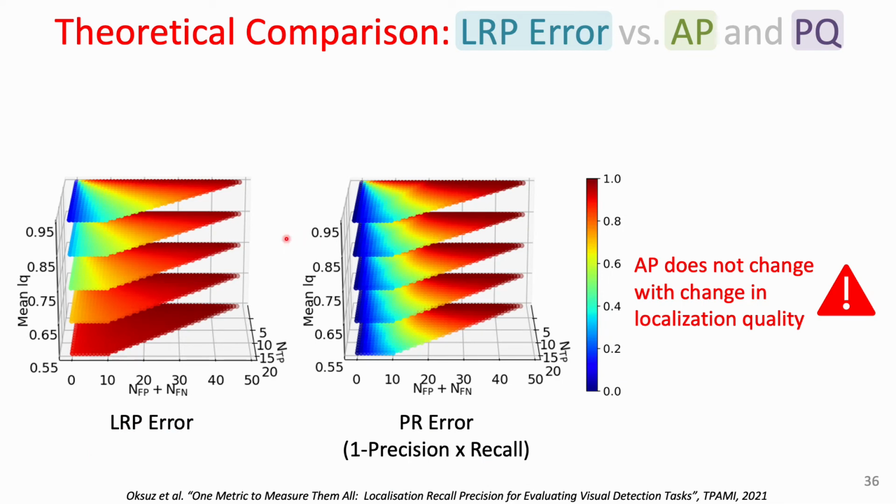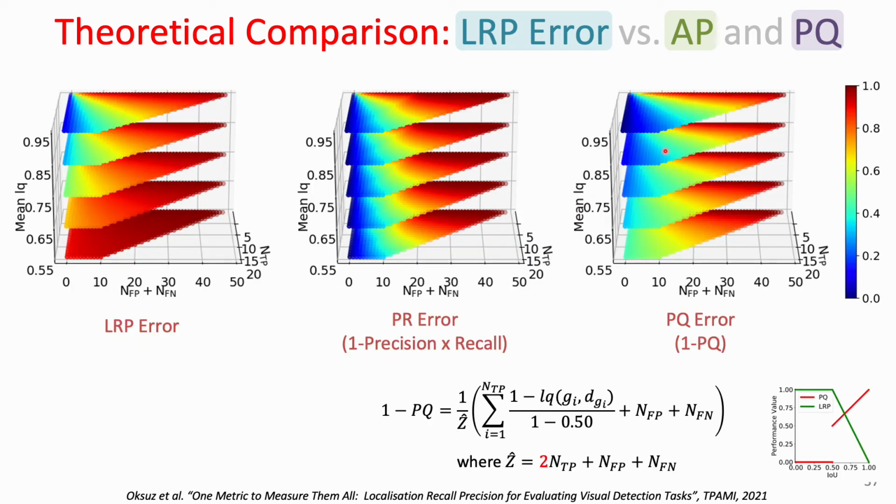When we look at how these errors are distributed in a three-dimensional space, spanned by the number of true positives, the number of false positives and false negatives, and localization quality, we see that LRP error is uniformly and continuously changing with a change along any of the axes, whereas average precision or its error version does not include localization. Therefore, a change in localization quality does not affect PR error or average precision.